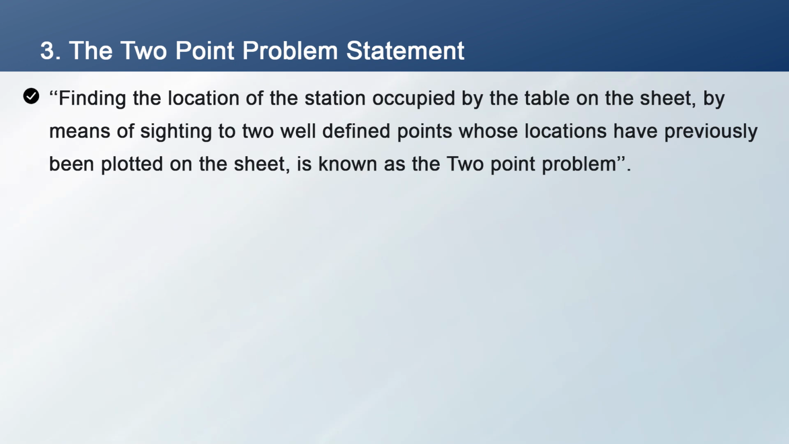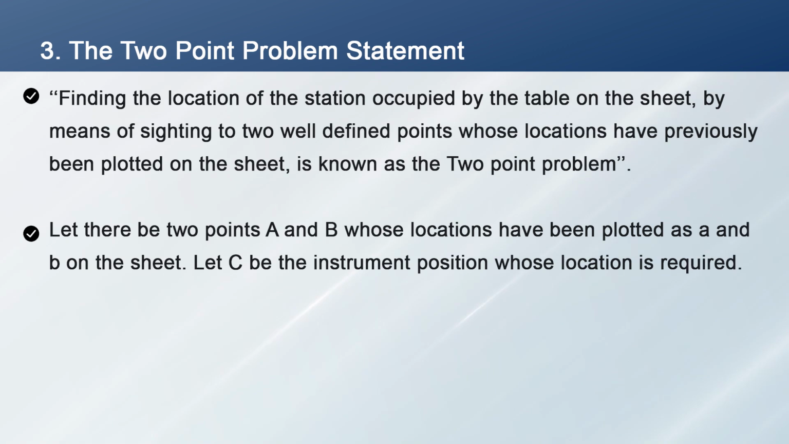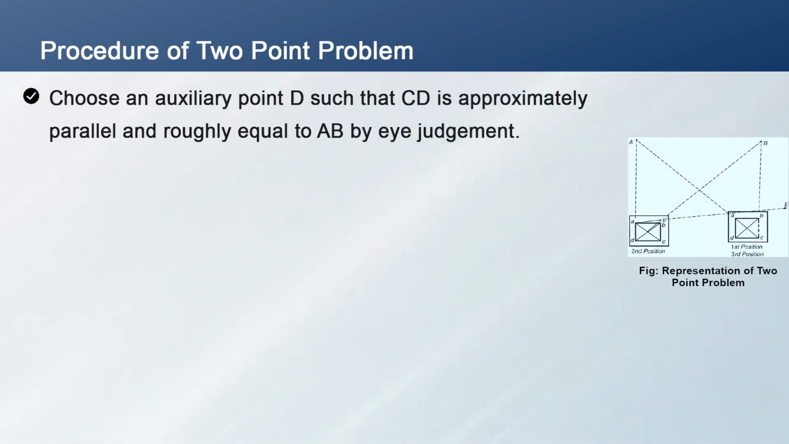In the 2-point problem, finding the location of the station occupied by the table on the sheet by means of sighting two well defined points whose locations have previously been plotted on the sheet is known as the 2-point problem. Let there be the 2 points A and B whose locations have been plotted as small a and b on the sheet. Let capital C be the instrument position whose location is required. Let's go to the procedure.